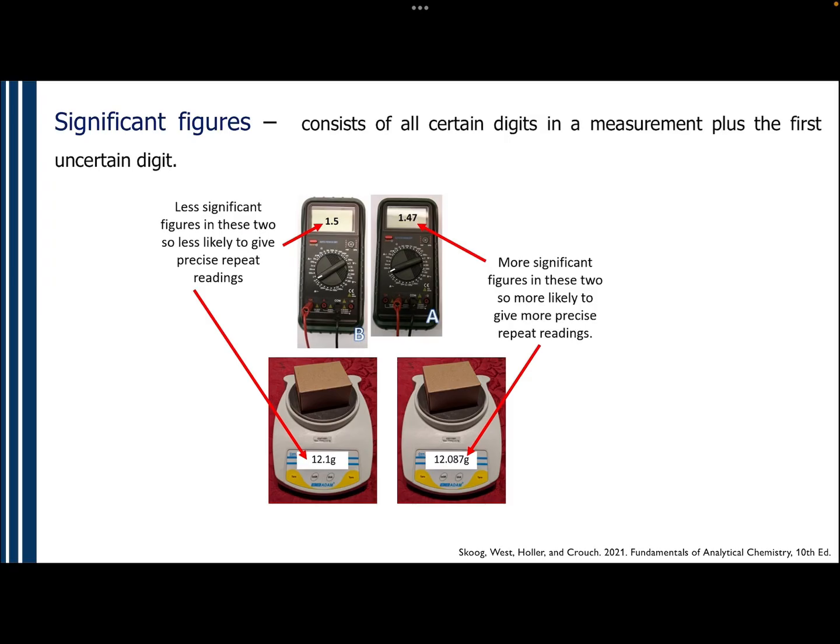So for the first instrument, we have fewer significant figures, in this case 2. And then for this one, we have 3 significant figures. More likely, this one will give more accurate data. For the balance, we have 12 and then 1 uncertain digit. We can say this balance gives somewhat accurate data, because we have four certain digits plus one uncertain.